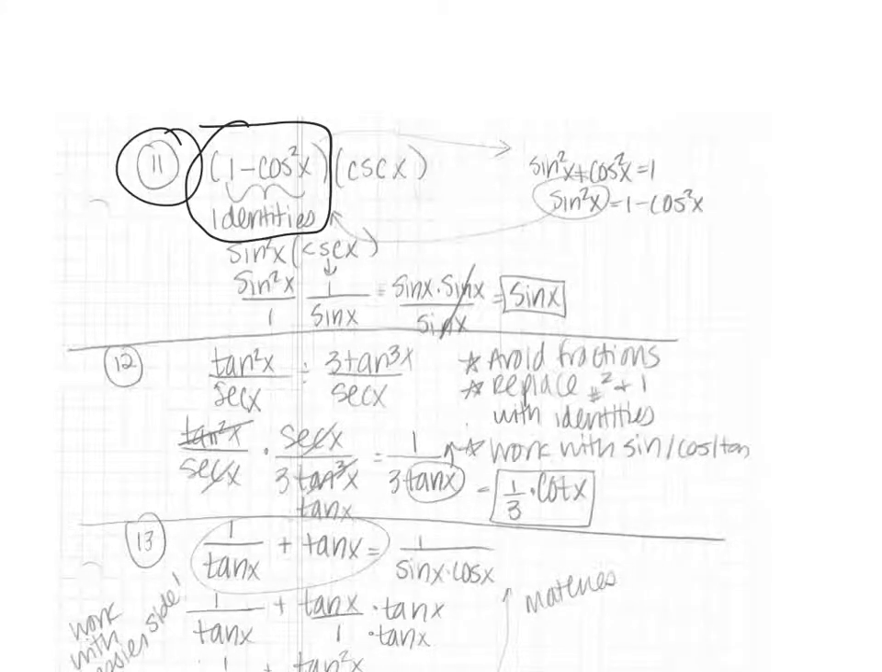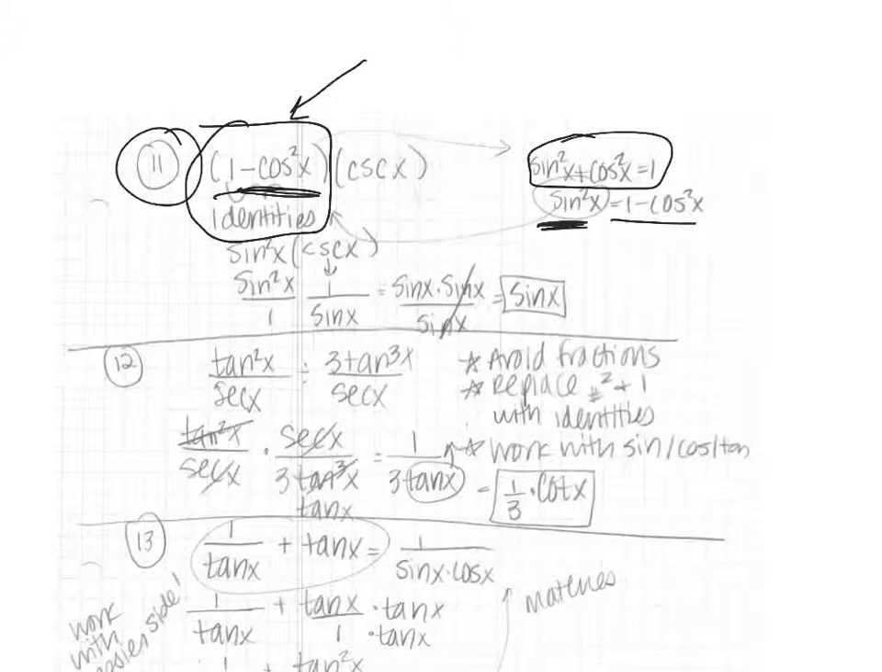So for these problems, remember when you're trying to simplify, you want to look for squareds and ones and use your identities and replace, and usually work with sine and cosine to make sure you have no fractions. So this lights up and I know I can replace. If I rearrange this identity, I get 1 minus cos squared equals sine squared. So I replace 1 minus cos squared with sine squared.